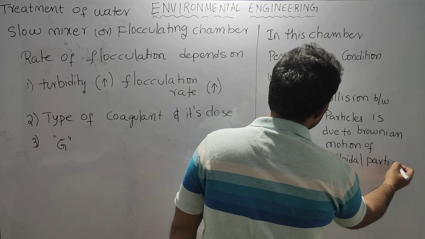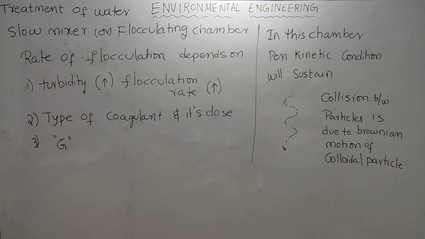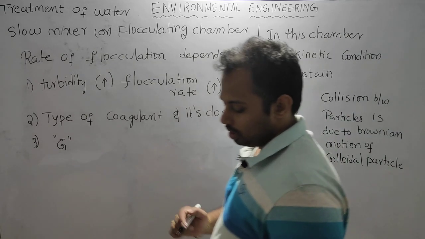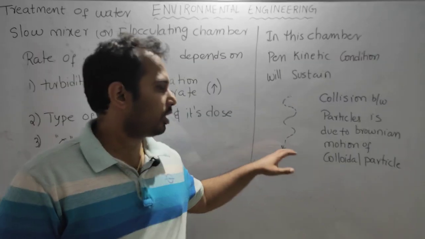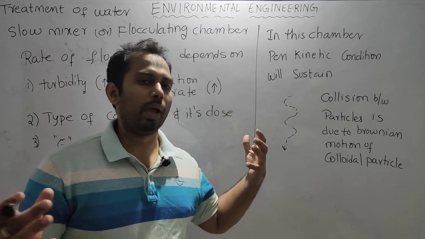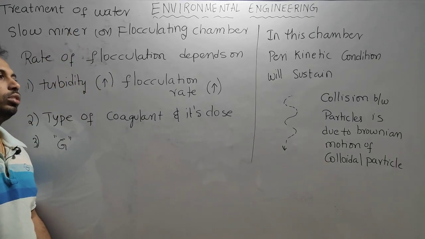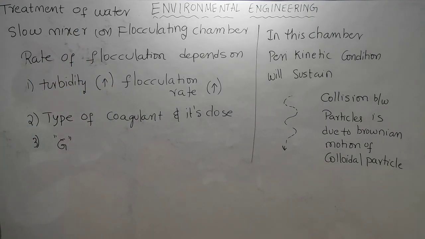Because they are very small in size, they will have Brownian movement. During this Brownian movement, they will come in contact with the flock, and again stick to the flock, as the flock is an amorphous gelatinous precipitate. When colloidal particles come and stick to the flock, it will become microflocks, and 2-3 microflocks will come together and form macroflocks. We will discuss all those things in this slow mixing only.